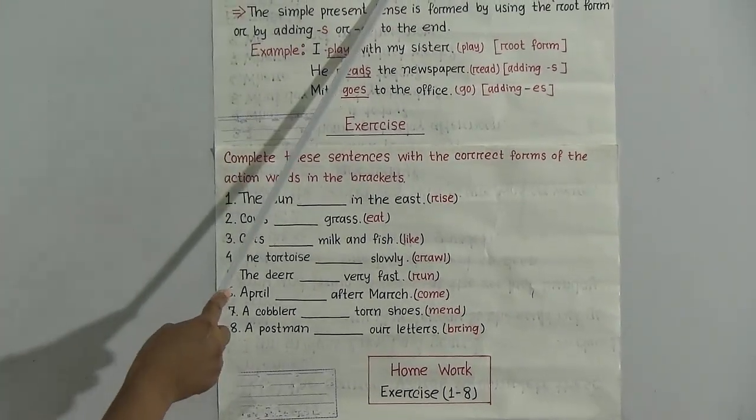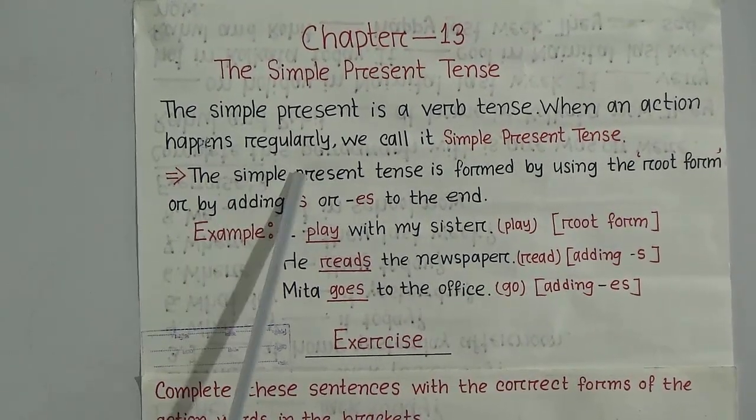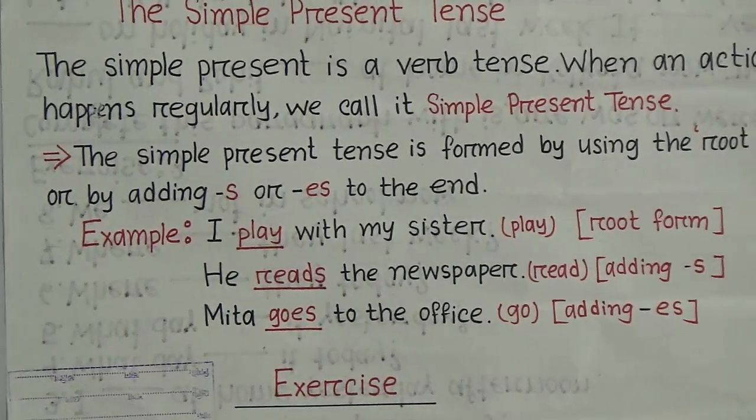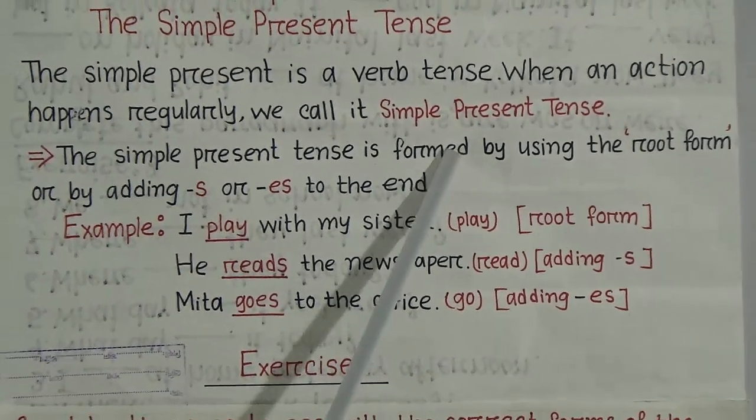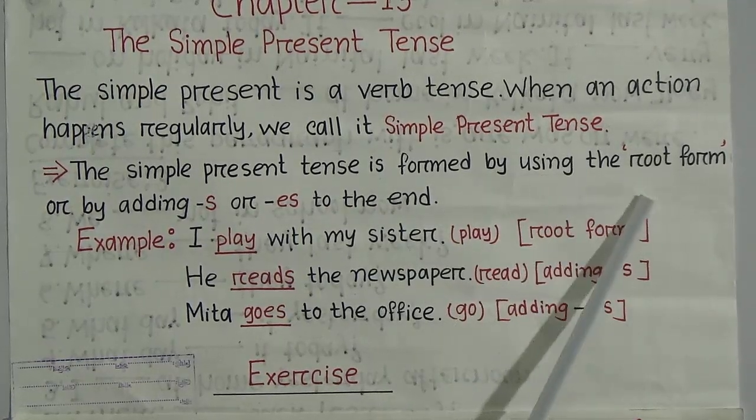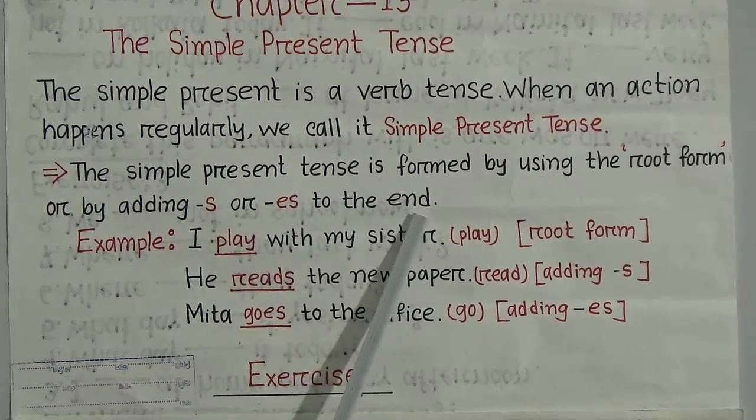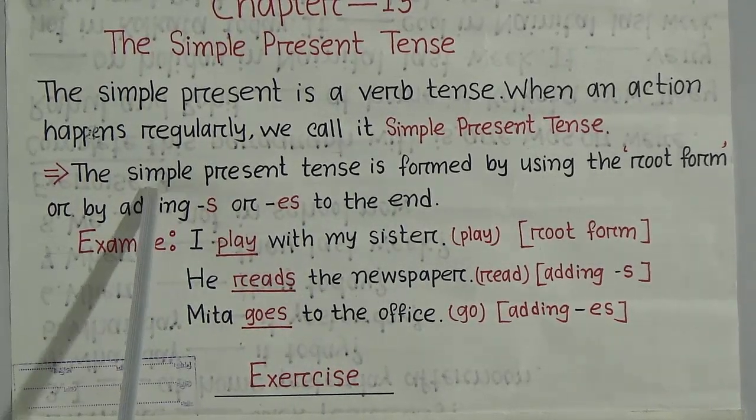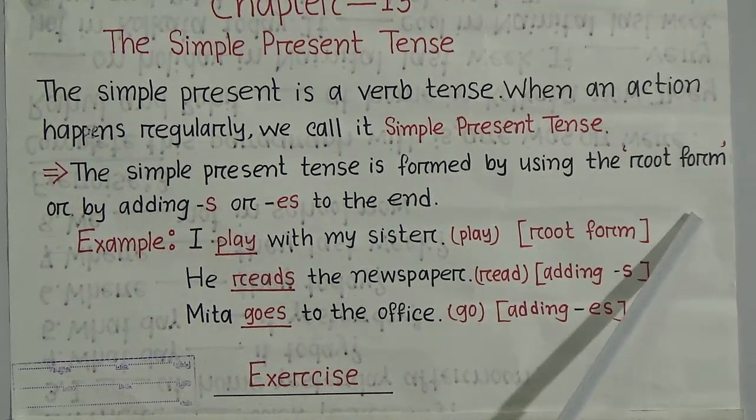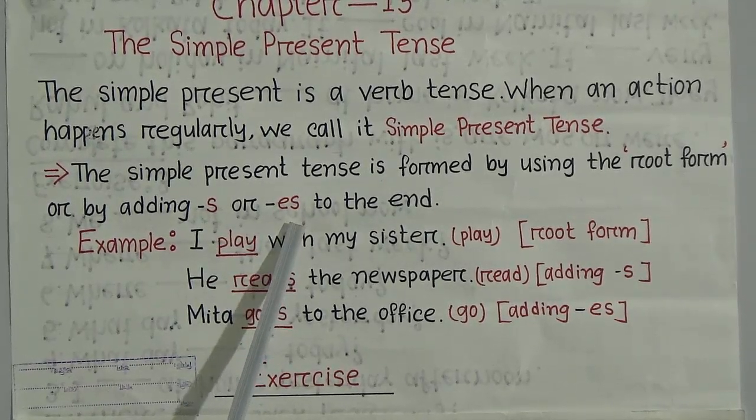The simple present tense. The simple present is a verb tense. When an action happens regularly, we call it simple present tense. It means when something happens regularly, we have to call it simple present tense. The simple present tense is formed by using the root form or base form, or by adding s or es to the end. It means if we want to make simple present tense, we have to use the root form or base form of a verb, or we can use s or es at the end of the word.